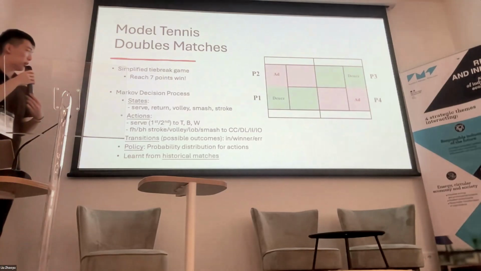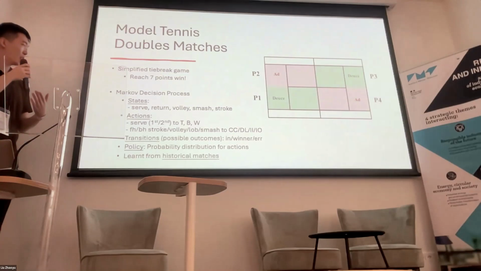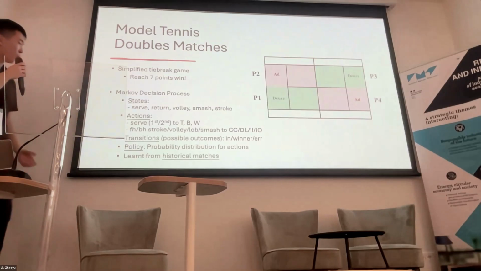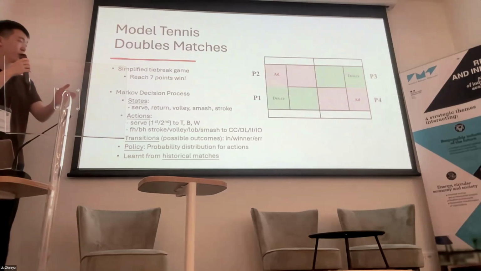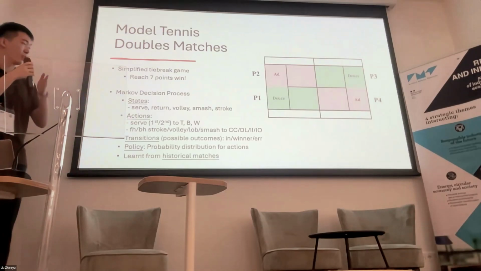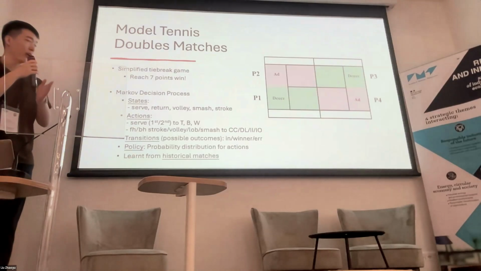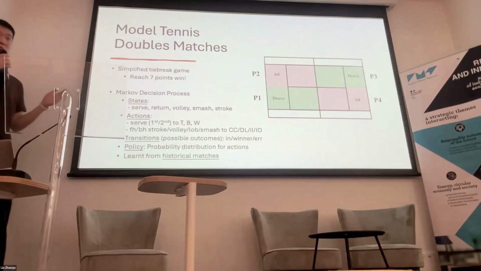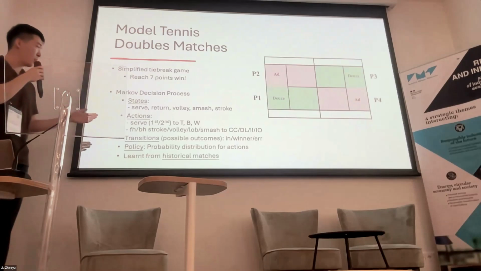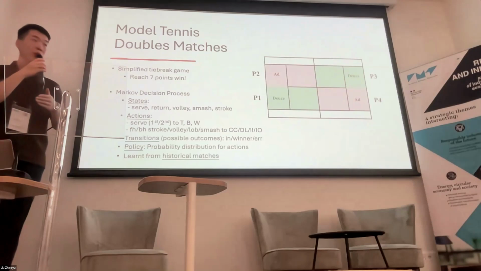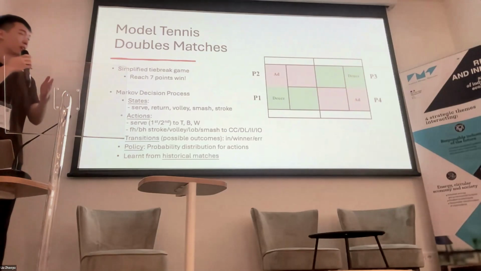The actions are the possible actions that each player can take at certain states. For example, the first serve or second serve towards the T, body or wide area, and also the forehand, backhand, stroke, volley, lob, smash towards cross court, down the line, inside in or inside out. For different state-action pairs, there are 3 possible outcomes: the ball is in bounds, or it is directly a winner, or it makes an error, hitting the net or going out of bounds.